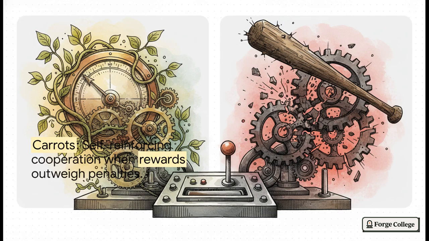Like if you want a system that leans really heavily on carrots, you design it so that self-reinforcing cooperation just happens naturally, because the rewards drastically outweigh the penalties. It's a super forgiving system. But if you want to use sticks, you apply asymmetric penalty multipliers, which basically means one single bad move mathematically destroys any potential profit. It creates an incredibly harsh deterrence.